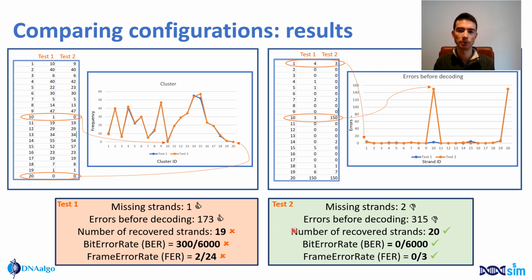And this is confirmed also by the metrics output by the GUI, which are related to the efficiency of the ECC. And these two metrics are bit error rate based on bits and frame error rate based on frames, which are code words. And they are 0 for test 2, meaning that we have no errors left, while they're greater than 0 for test 1.